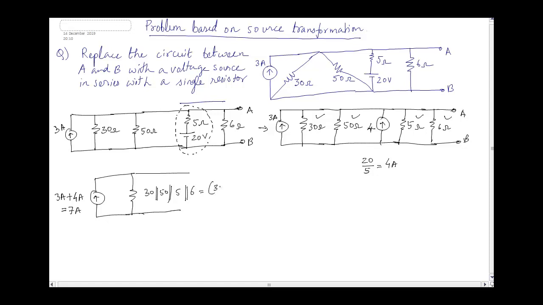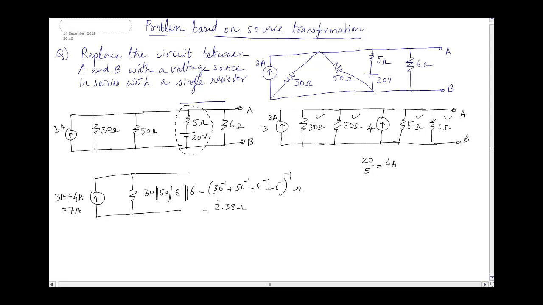and we all know how to do it on a calculator. It is 30 inverse plus 50 inverse plus 5 inverse plus 6 inverse, the whole inverse, and that gives us an answer in terms of ohms as 2.38 ohms. So now we have a 7 ampere current source in parallel with a resistance having a value of 2.38.